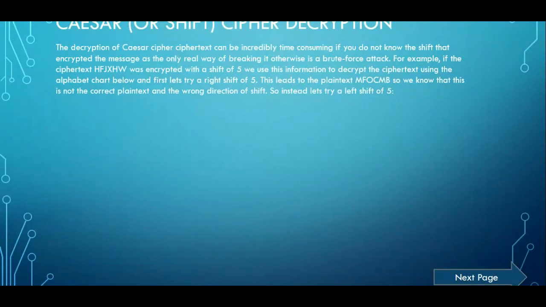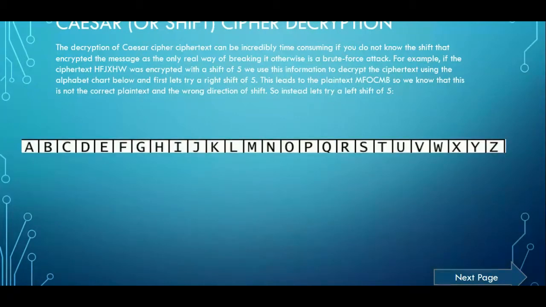So the example we're going to use here is we have ciphertext HFJXHW. Now it was encrypted with a shift of 5. We don't know if it was a right shift or a left shift, we just know it was a shift of 5. So once again, we need to use the alphabet chart. Now, as you can already see, if you try and use a right shift of 5, it gives you the message MFOCMB, which we know is not a word. So the plain text cannot be that. So we know that is not a right shift. A right shift will not work.